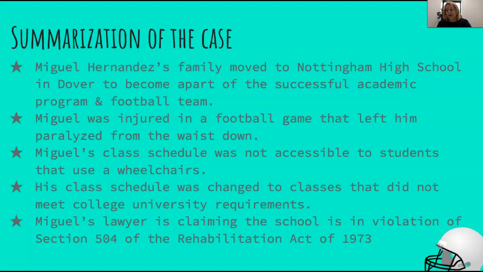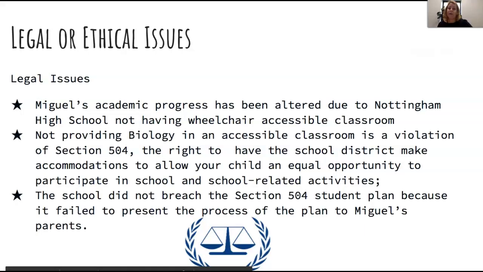He cannot take biology because the classroom does not have a desk that can accommodate his wheelchair. The school changes him into another science class, but this science class does not meet the university requirements for admission, and it's Miguel's plan to attend the university after high school. Miguel's academic progress has been altered due to Nottingham High School not having a wheelchair-accessible classroom.